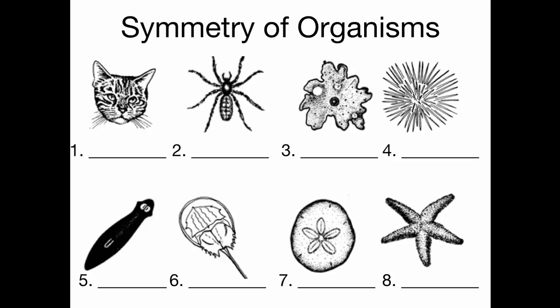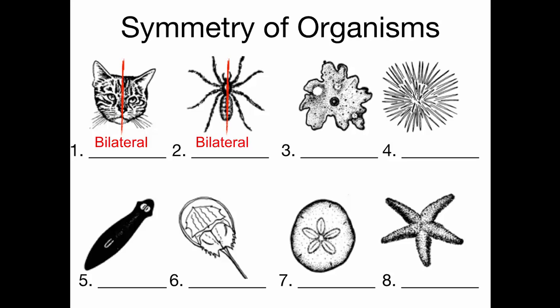What about this one, Mr. Whiskers? Bilateral. You can draw a line. If you cut Mr. Whiskers in half, which I would not suggest you do, you would have two equal halves. How about this spider? Bilateral. There's only one line right down the middle that would split it into two equal halves.